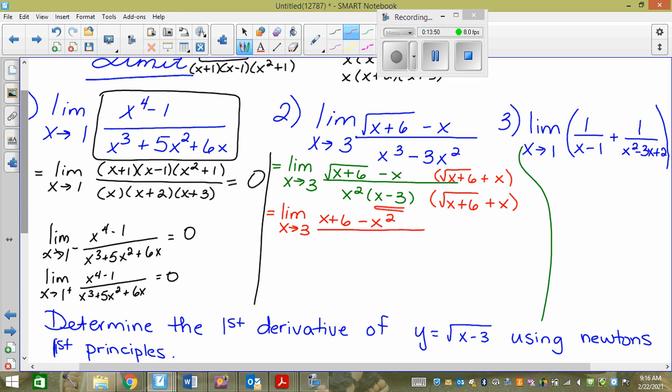Over x squared, x minus 3, some nasty bottom. So on the top I have negative x squared plus x plus 6. What multiplies to give me negative 6 and adds to give me x? x plus 3 and x minus 2, right?